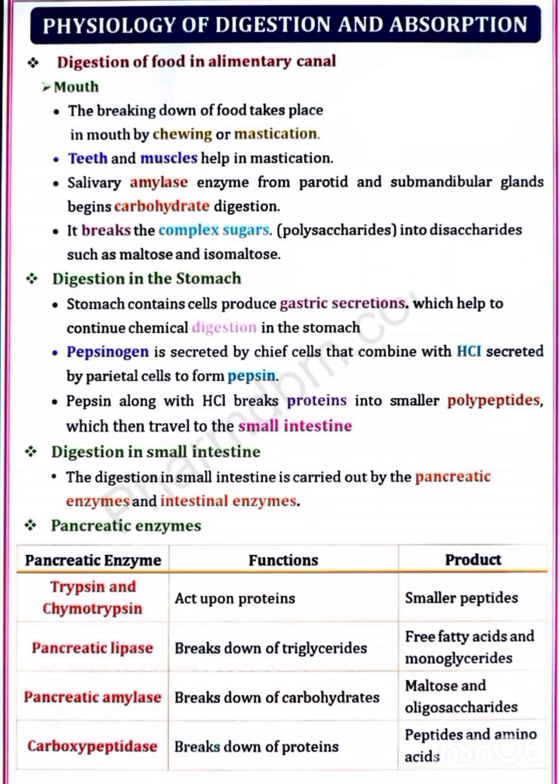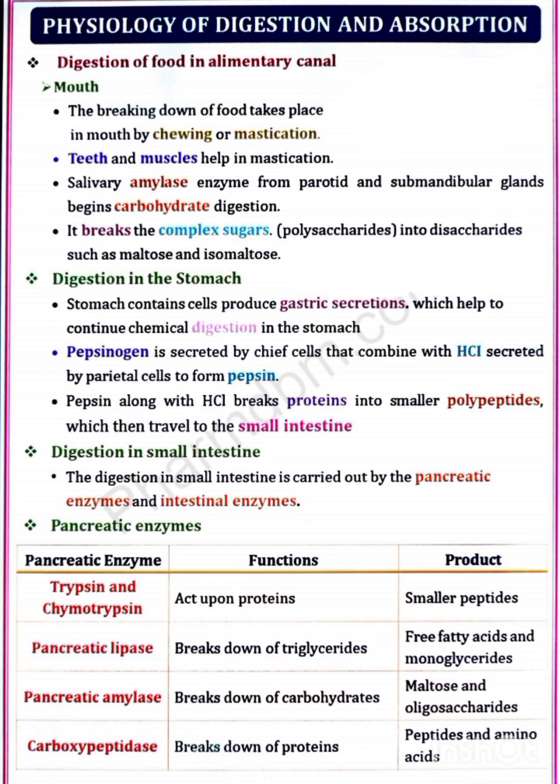Next, we are going to discuss physiology of digestion and absorption. Digestion of food in alimentary canal. Mouth. The breaking down of food takes place in the mouth by chewing or mastication. Teeth and muscles help in mastication. Salivary amylase from parotid and submandibular glands begins carbohydrate digestion. It breaks the complex sugars like polysaccharides into disaccharides such as maltose and isomaltose.